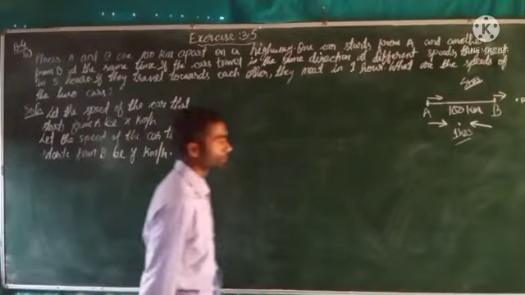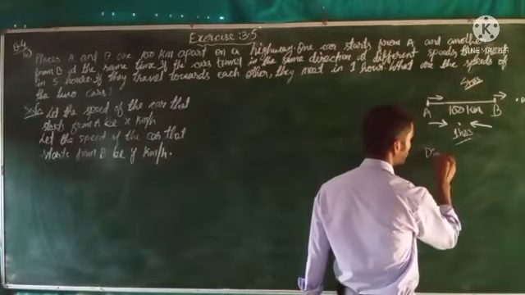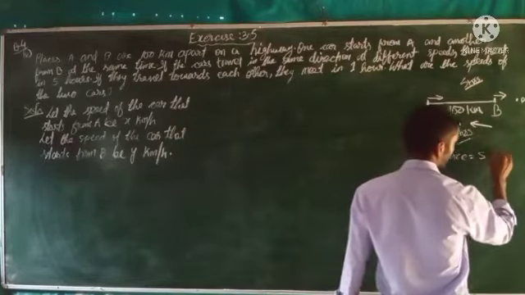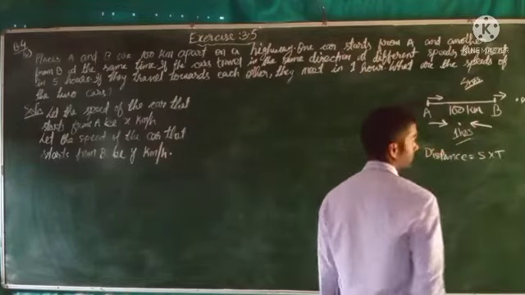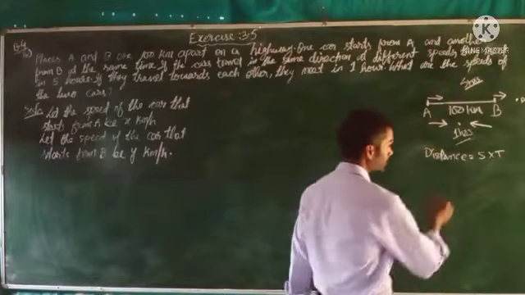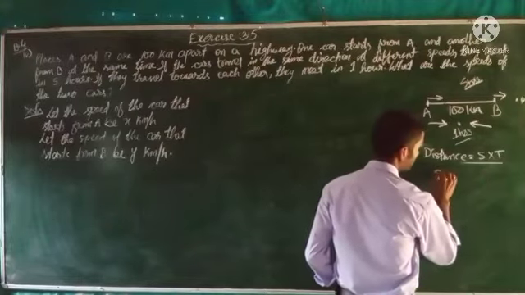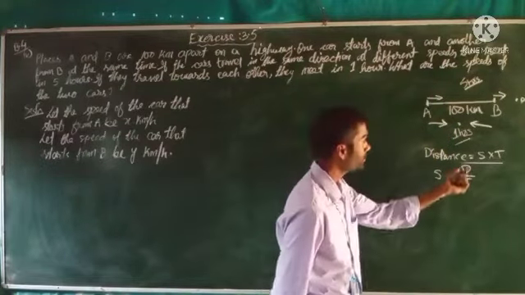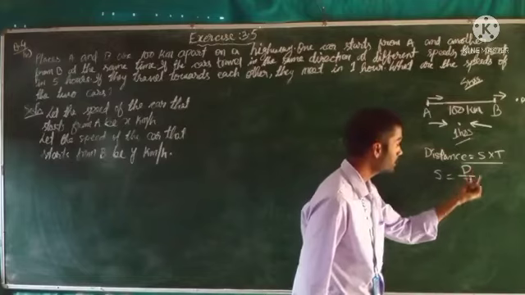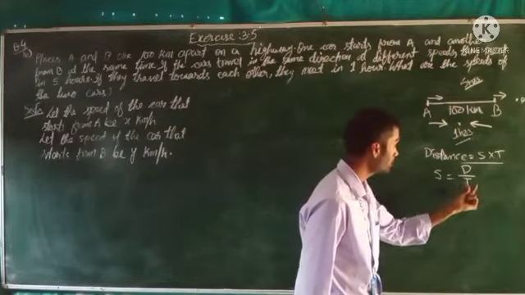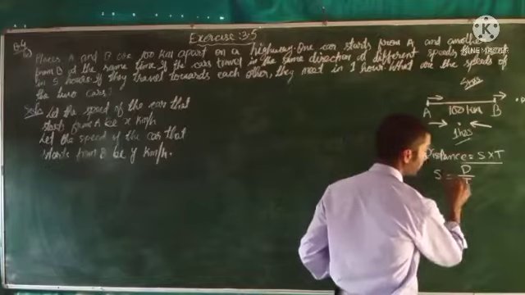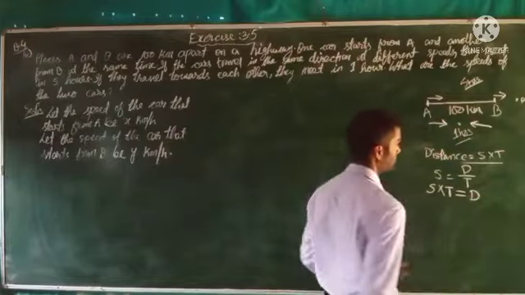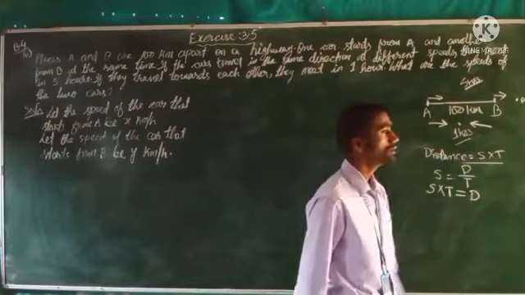Now here we will use one formula, that is distance is equal to speed into time. We can derive this formula from speed is equal to distance by time. There we have taken out just the distance and placed the t on the other side. If we cross multiply, then speed into time is equal to distance, that is, distance is equal to speed into time.